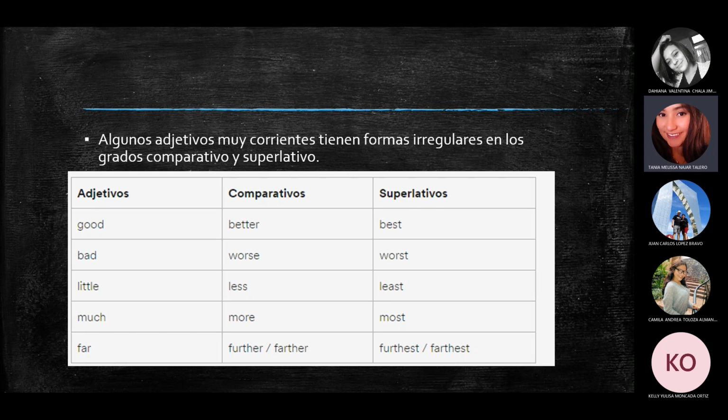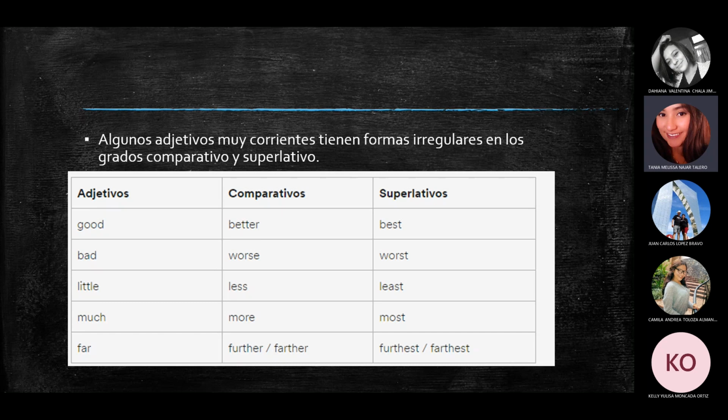So in the comparative, good becomes better, and in the superlative way, best. It is not common to say gooder or the goodest, right? That's wrong. That's a mistake. That's why we have these irregular adjectives, and in English, it doesn't sound good. So we have bad, worse, worst; little, less, least; much, more, most; and far, farther, farthest.